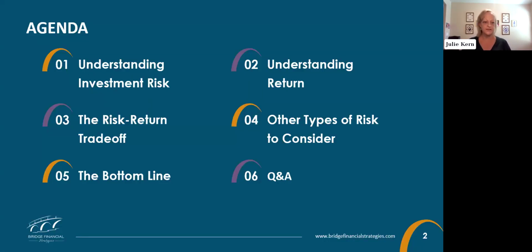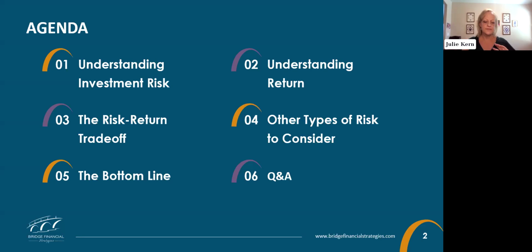Okay, so our agenda for today is comprised of a few topics. The first one we're going to talk about is understanding investment risk. What does that mean? What's the importance of understanding investment risk? Secondly, we're going to talk about understanding return. And then third, we'll be putting it together, the risk return trade-off. And then fourth, I want to talk about some other types of risk that are also equally important.